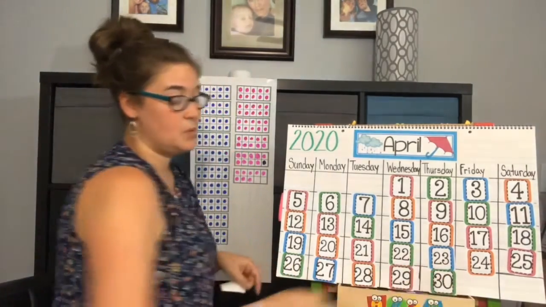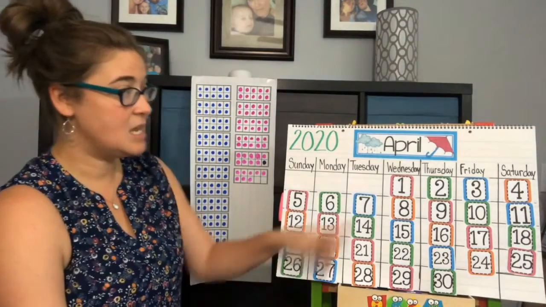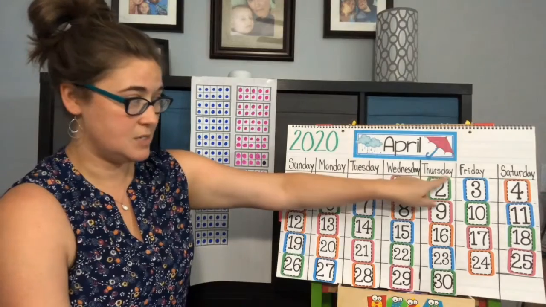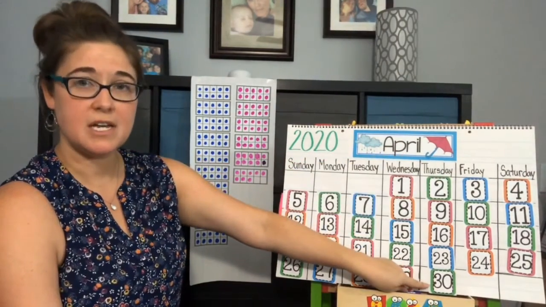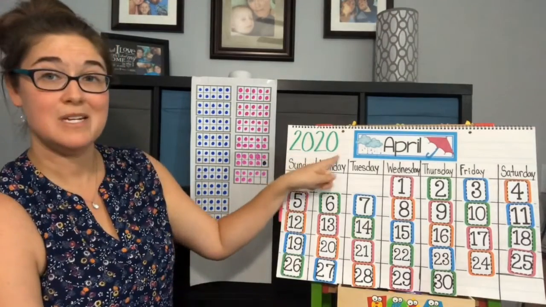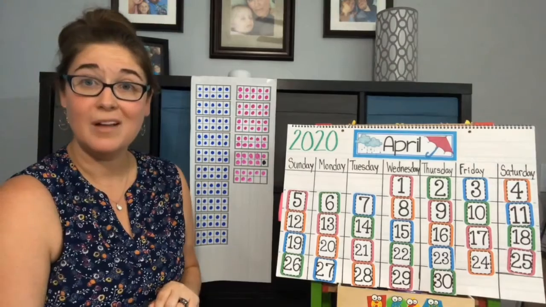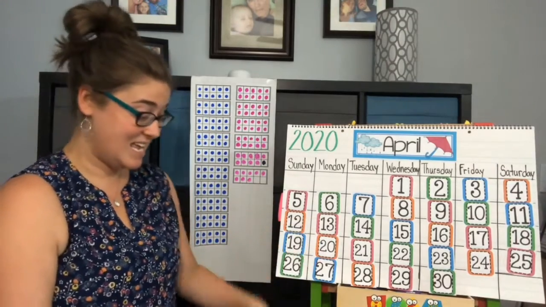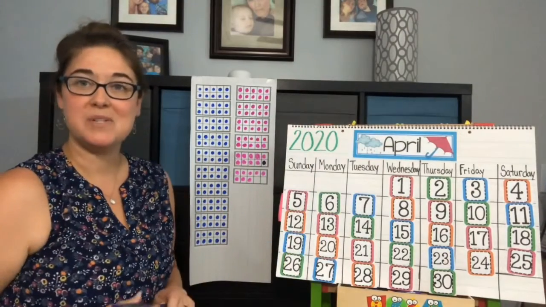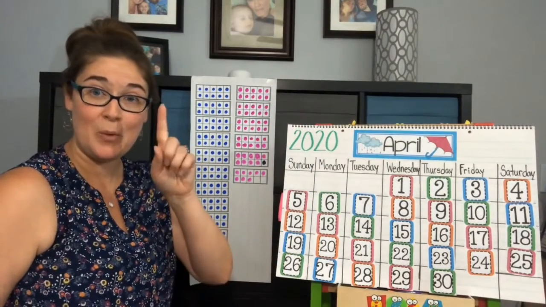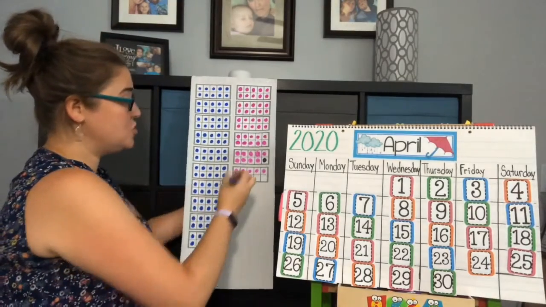Okay? So when we do our whole date, we say today is Thursday, April 30th, 2020. So it's the 30th day of April, which is the very last day in April. So tomorrow we'll have a brand new calendar and we'll start all over with the number 1. Pretty cool. All right, let's add one more day of learning to our 10 frame.